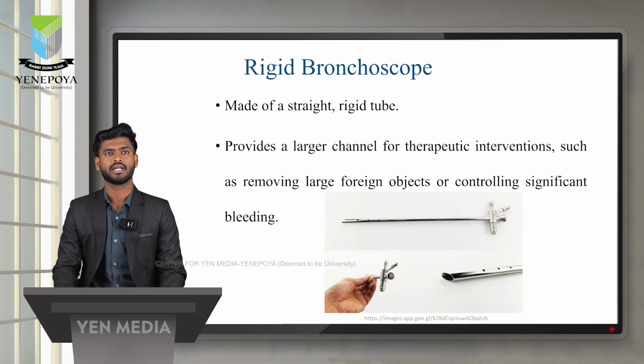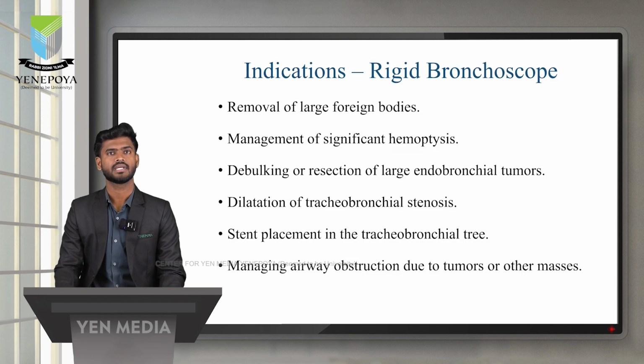The rigid bronchoscope is a straight, stainless steel, rigid tube that provides a larger channel for therapeutic interventions such as removing a foreign body and controlling significant bleeding. Indications for a rigid bronchoscope: removal of larger foreign bodies, management of significant hemoptysis, debulking or resection of larger endobronchial tumors, dilation of tracheobronchial stenosis, stent placement in the tracheobronchial tree, managing airway obstruction due to tumors or other masses.